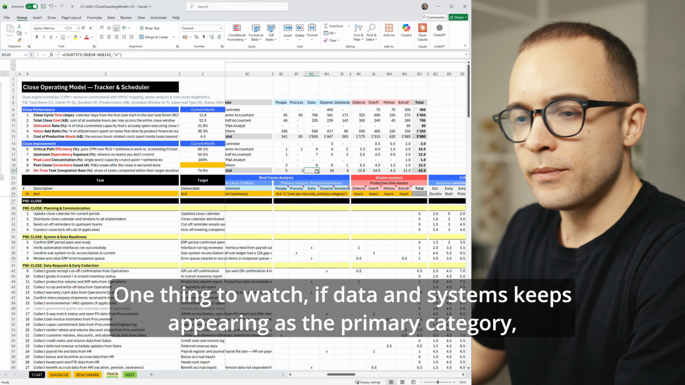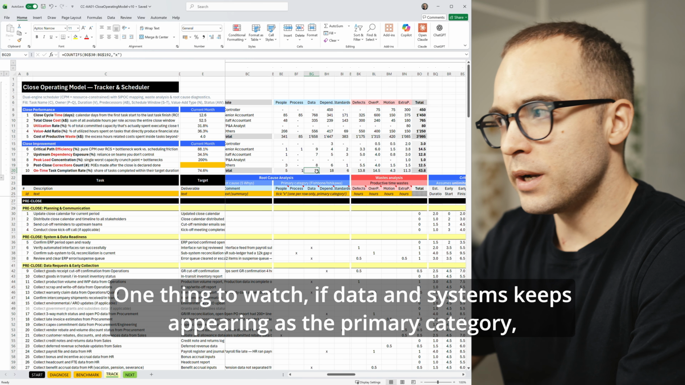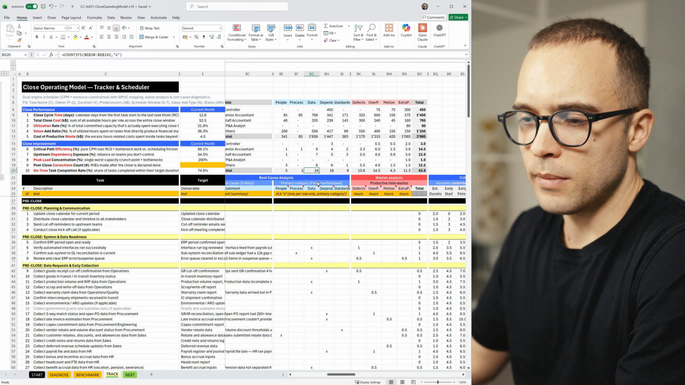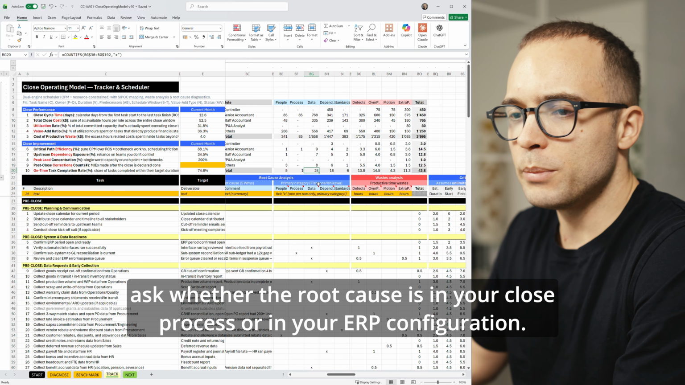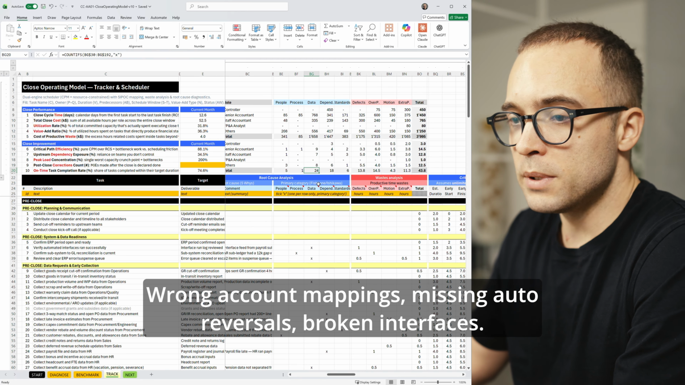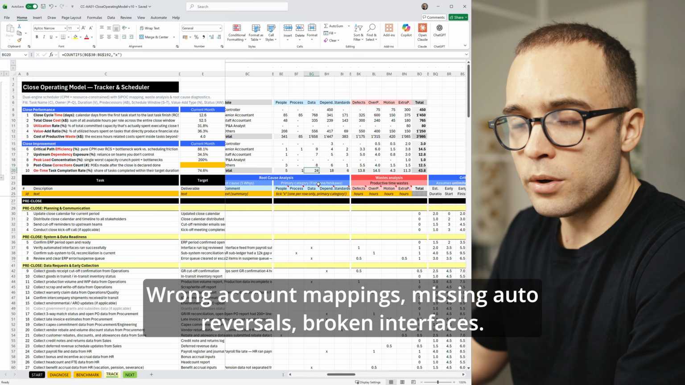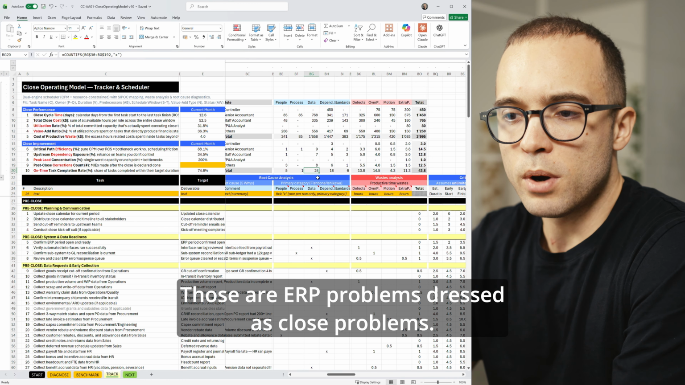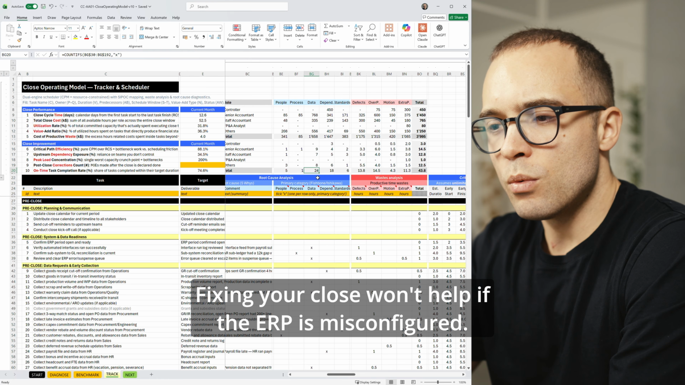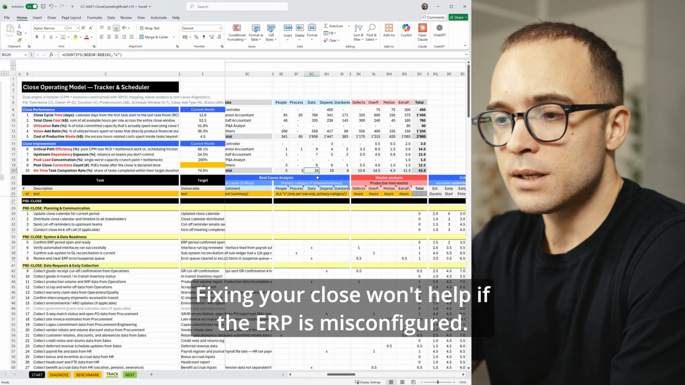One thing to watch. If data and systems keeps appearing as the primary category, ask whether the root cause is in your close process or in your ERP configuration. Wrong account mappings, missing auto reversals, broken interfaces. Those are ERP problems dressed as close problems. Fixing your close won't help if the ERP is misconfigured.